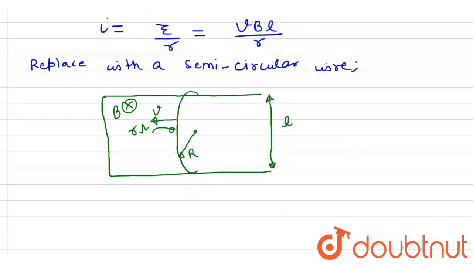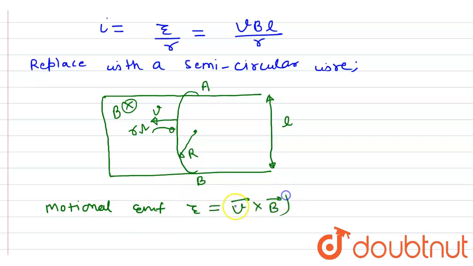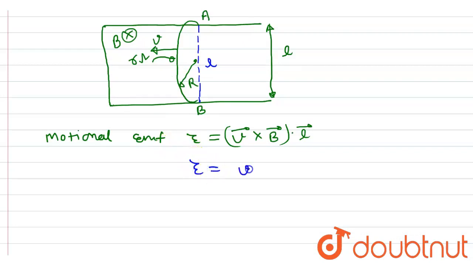Now if I solve this, if this is point A and this is point B, then the motional EMF can again be written as E equals V cross B dot L, where L is again the displacement vector, which is the shortest possible distance between the two ends. So the shortest possible distance between A and B will again be L. So the EMF will again be V cross B dot L, and all three are perpendicular to each other, so again the EMF will be VBL.